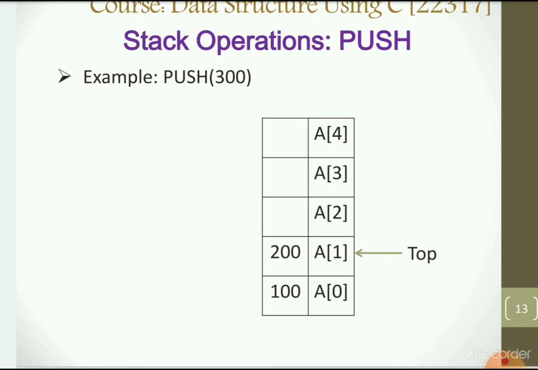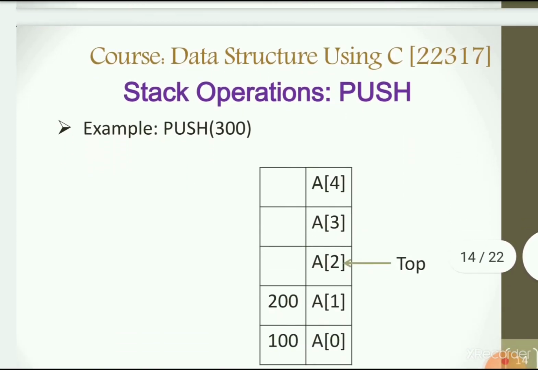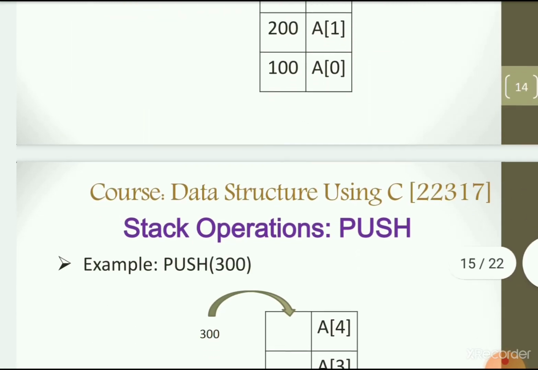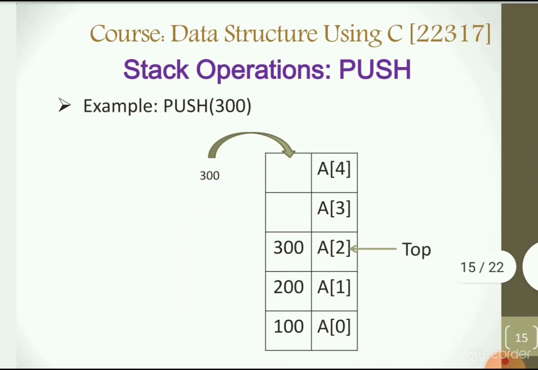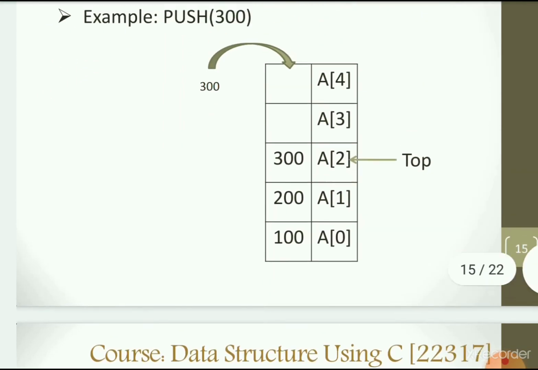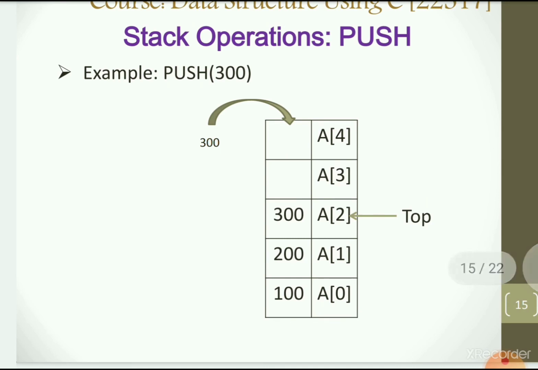Okay, so what we have to do, we have to increase the top by 1. So look, here we have increased the value of top, added one more to it. So top is equal to 2 now, and then we have to insert the new element at the new top position. So we have pushed 300 there, and this is 300 which is at position number 2. Okay, so this push operation of the stack is done.